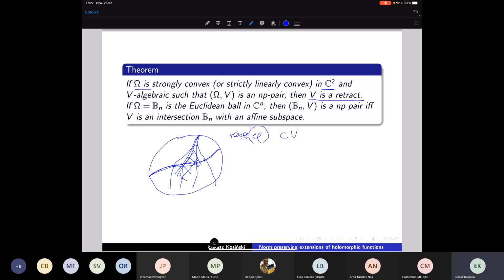So here it's important that we are in dimension 2. We don't know how to deal with this idea in the higher dimensional case, so we don't know what happens in C^n when n is bigger than 2. At least the case of the ball is simple to deal with, because we have exact formulas for geodesics. So the solution is that the ball B_n and V is an NP pair if and only if V is just an affine subspace of the Euclidean ball.